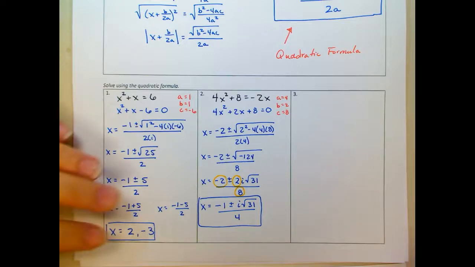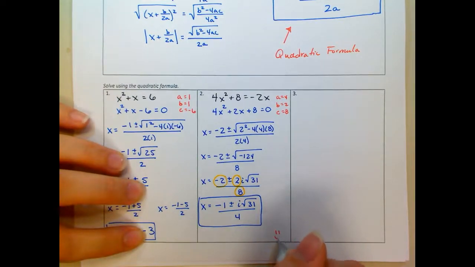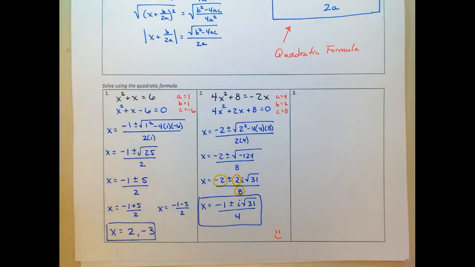So if you got this one correct, give me a little smiley face in the bottom corner. If you got it wrong, fix it, and maybe do a different face. You can do a straight face or sad face or whatever you want to do, but give me a little face in the bottom so I know how you did, okay? All right, go ahead and try number 3 then.